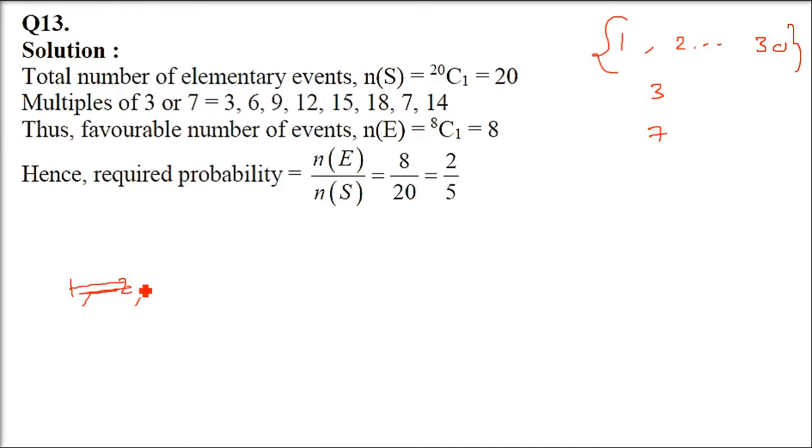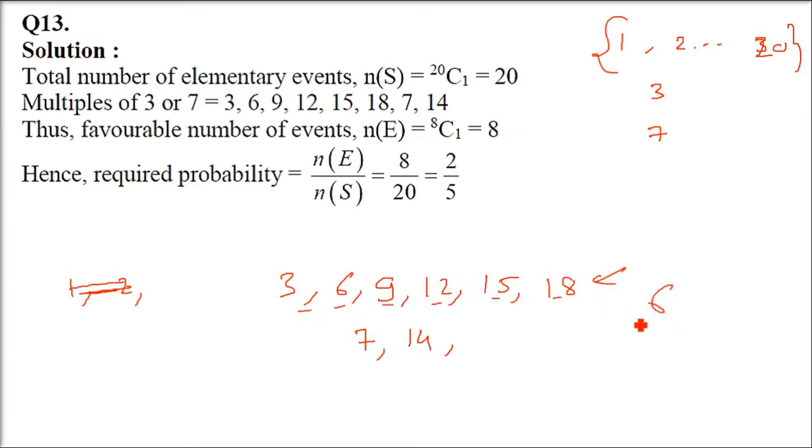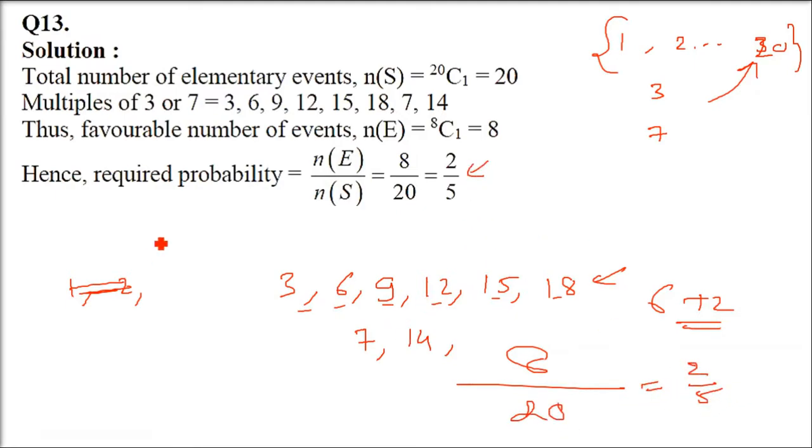The other way is to just see the multiples of 3. What are the multiples of 3? 3 ones are 3, 3 twos are 6, 3 threes are 9, 3 fours are 12, 3 fives are 15, 3 sixes are 18, 3 sevens are 21. 21 will not count because only 1 to 20 is there. How about 7? 7 ones are 7, 7 twos are 14, 7 threes are 21, which goes beyond 20. So how many are these? These are 6. And how many are these? 2. So 8. 8 are the favorable cases. Total number of cases is 20, because there are 20 numbers. So 8 by 20. This is the answer.